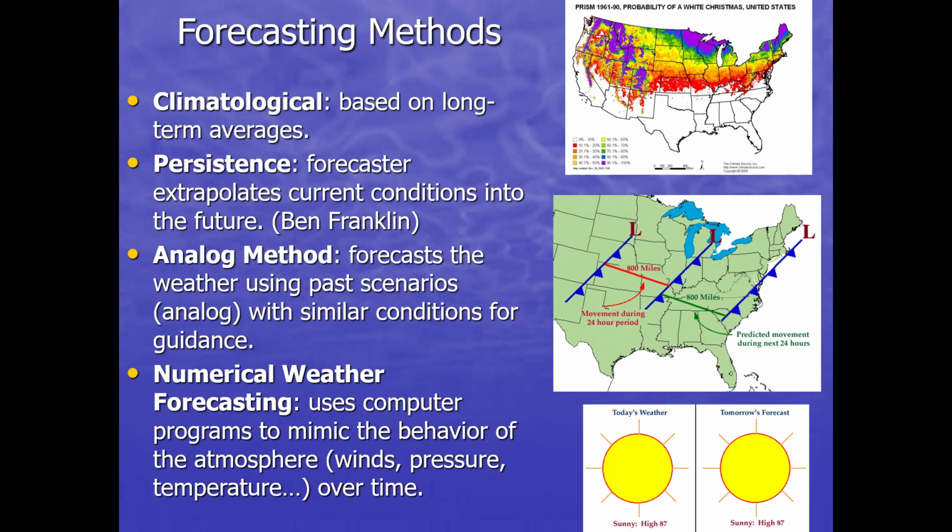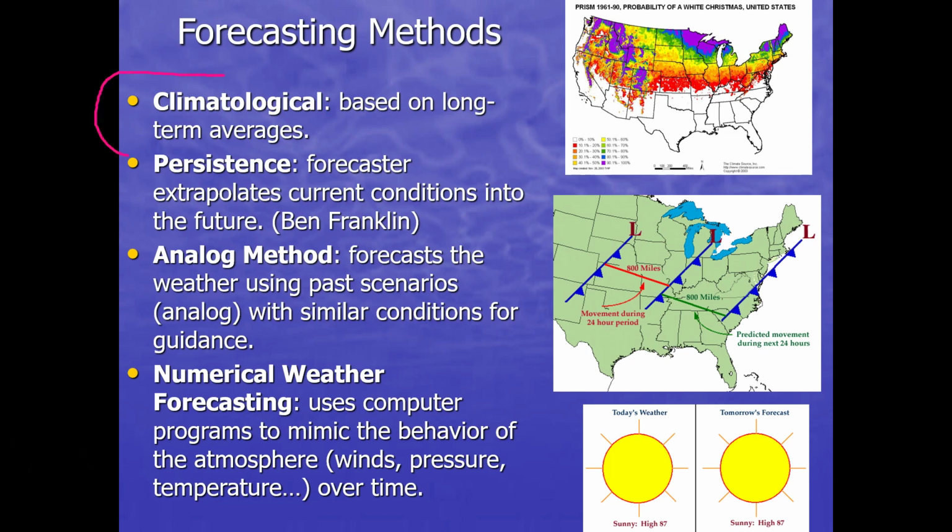Okay, so I have them listed here, and just for your reference, as we go down the list, the skill, in other words, how good the forecast is, at least at short terms, increases. So a climatological forecast would be the least skillful forecast. Persistence would be better than climatology, analog would be better than persistence, and NWP would be better than analog. So the forecast essentially gets more skillful or better as we go down this list. So let's talk about each of these different methods.